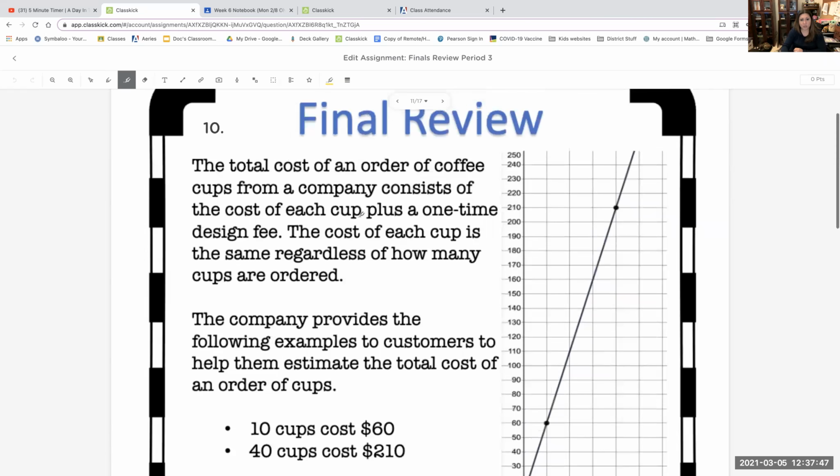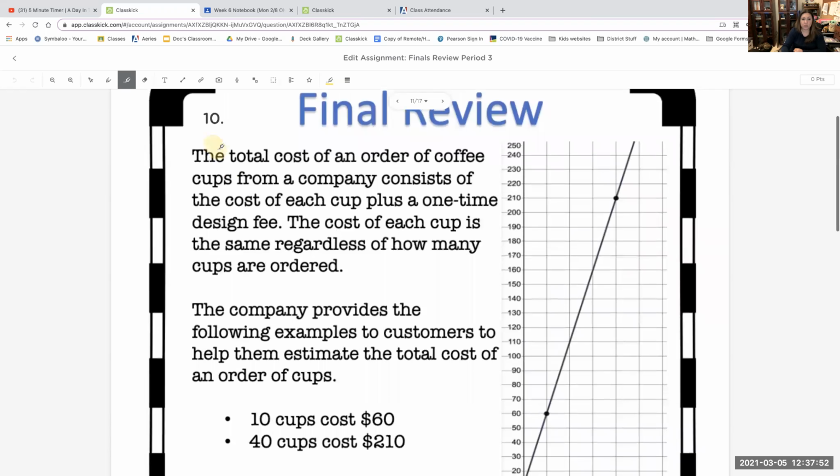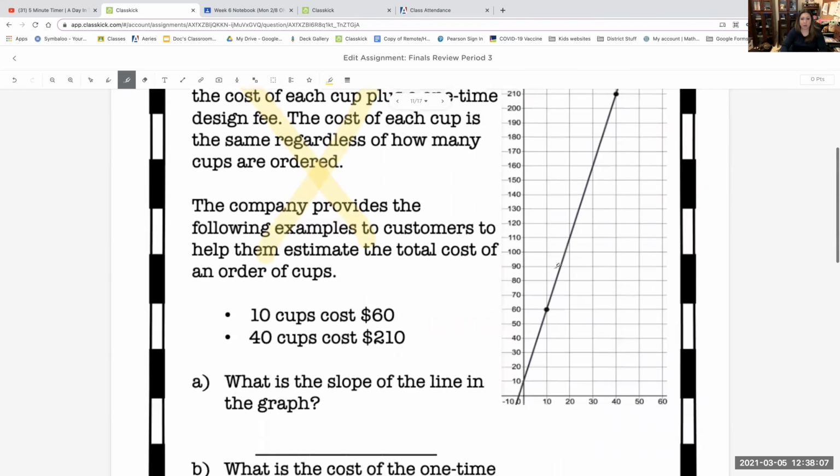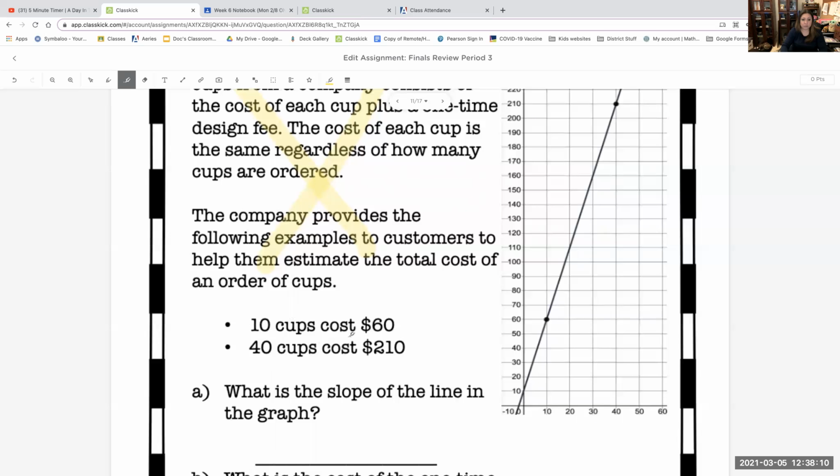So all of this, if you're like, what did it just say? Totally fine. This doesn't matter. It just sets up the scene. What really matters is this table right here, or this graph right here. This information is already put into this line right here. So for 10 cups, it costs $60. So at 10, it's at 60. For 40 cups, it's $210. So for 40 cups, if you go all the way up, it's 210.